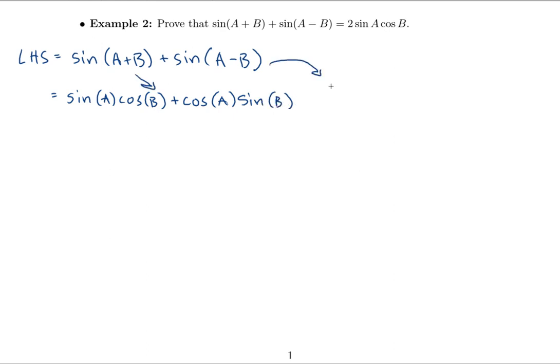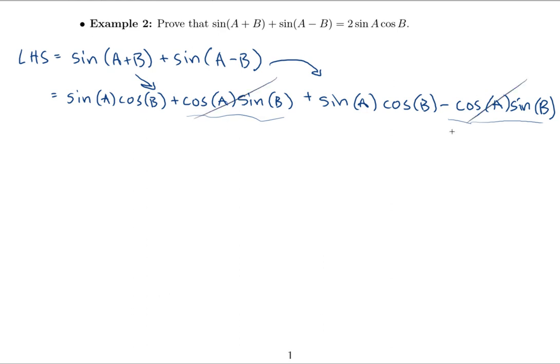And then the other one here is plus sine, cosine, minus cosine, sine. But if you take a look here, cosine A times sine B appears here, and then the negative of it appears here, so those just go away. And then sine A cosine B appears twice, so that's 2 times the sine A times the cosine of B. And that is our right-hand side, so we've proved that one as well.